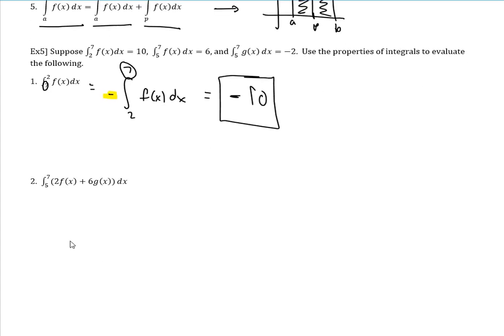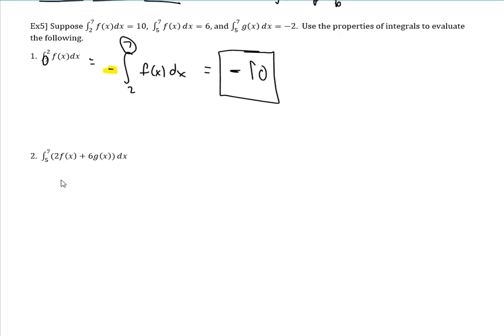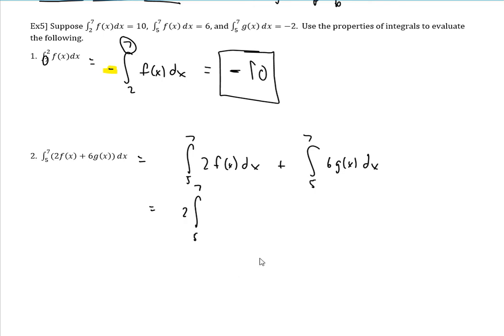Let's do number 2, where we have the integral from 5 to 7 of this expression. It is the same thing as, I'm going to do it in multiple steps, the integral from 5 to 7 of 2f of x dx plus the integral from 5 to 7 of 6g of x dx. This is just splitting it up using the sum rule. And then I'm going to use my coefficient rule, so I take the 2 out: 2 times the integral from 5 to 7 of f of x dx, plus, let's take the 6 out, 6 times the integral from 5 to 7 of g of x dx.